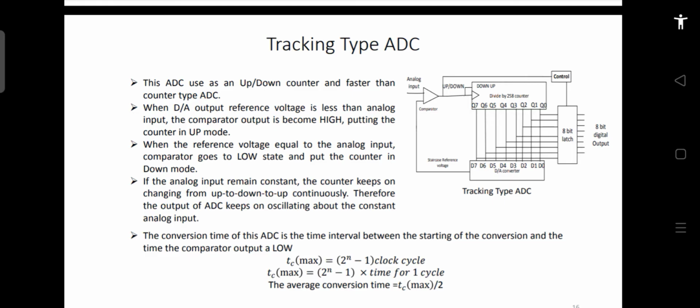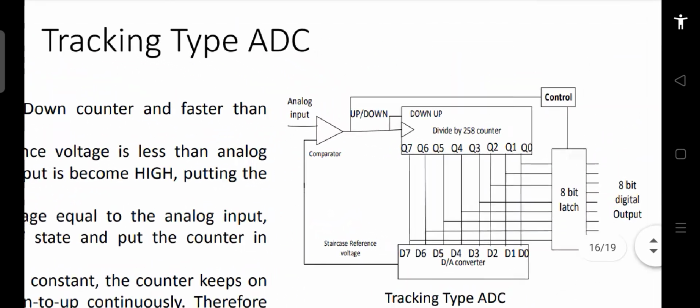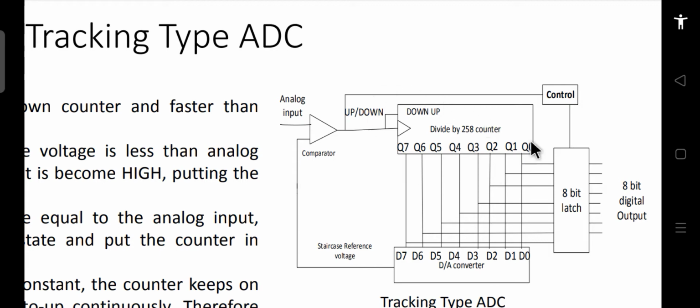In the tracking type ADC, we improve the shortcoming of our counter type ADC. In the counter type ADC, the conversion time was large because the counter we were using was an up counter only. That is why the settling time and the conversion time were very high, because the counter resets again whenever the analog input value changes. To avoid that, the whole circuit is the same as the previous case, with only a slight change.